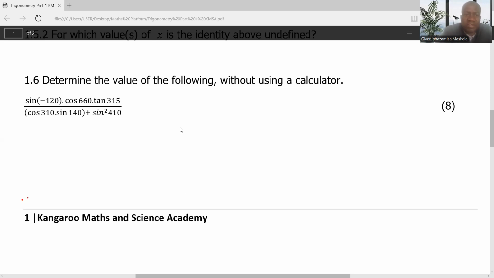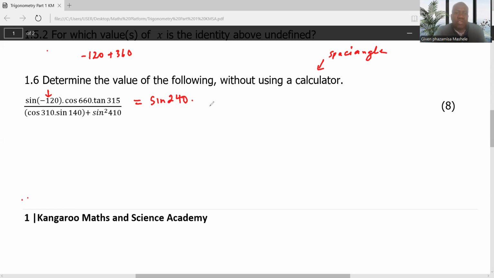Right, the first one, it says sine minus 120. If they say without using a calculator, in most cases when we have angles like this, it means it requires you to use special angles. And special angles go with the reduction formula. So first of all, we have negative 120. Negative angle is in the fourth quadrant. Or another way would be, remember I said when we are given a negative angle, you can change that negative angle by adding 360 on that negative angle. It means this is the same as sine 240.